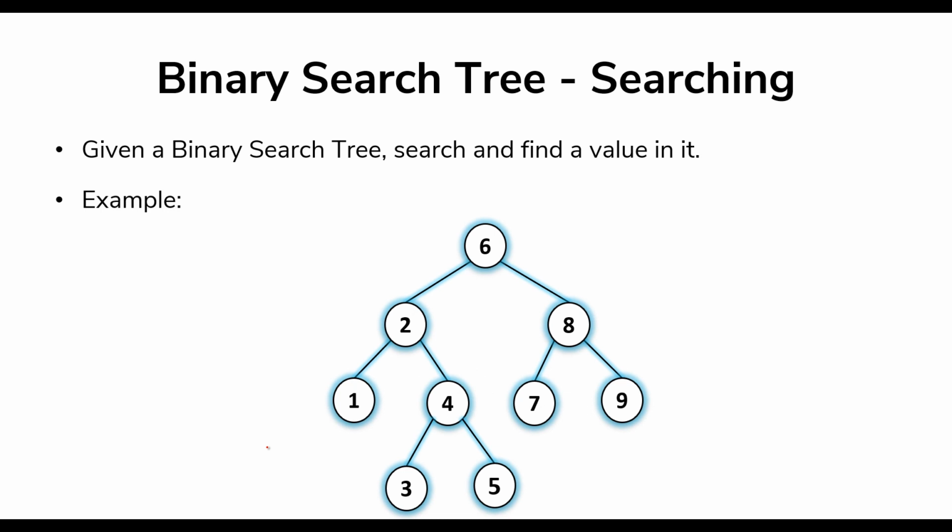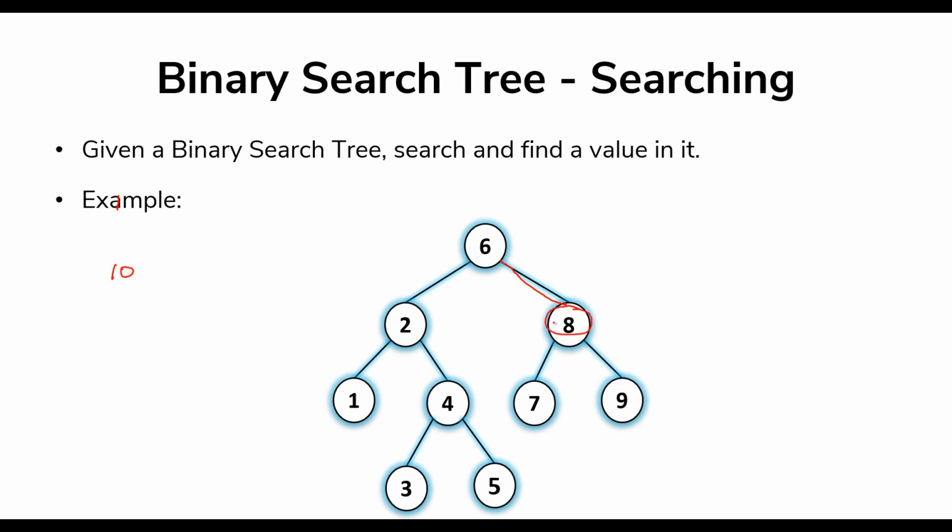For example, I'll take a value called 10. Okay, I need to check whether the value 10 is present in the binary search tree or not. Compare 10 with 6. 10 and 6 are not equal. So check whether 10 is less than 6. No, 10 is not less than 6. Check whether 10 is greater than 6. Yes, 10 is greater than 6. So I'll go for my right subtree. I'll go to this node now.